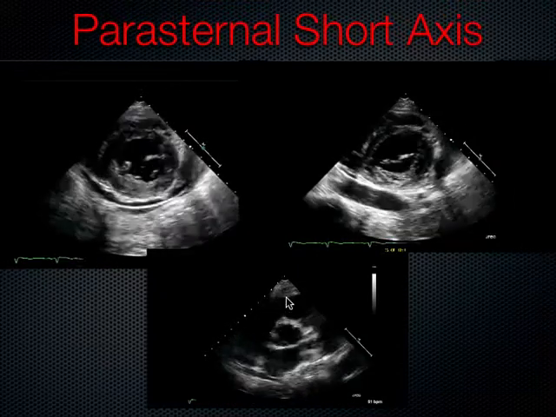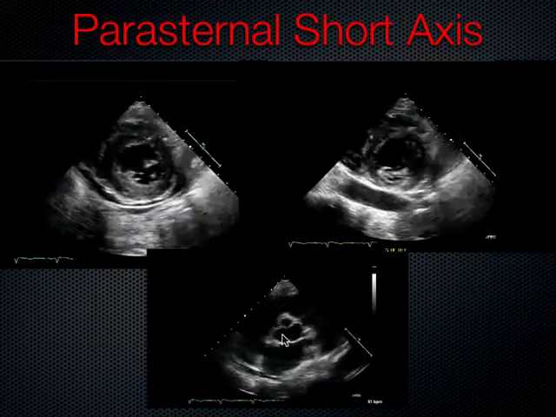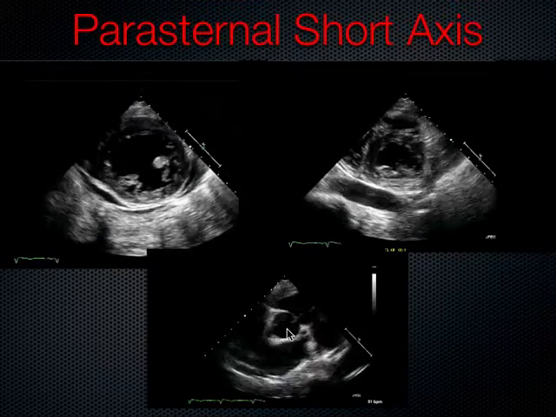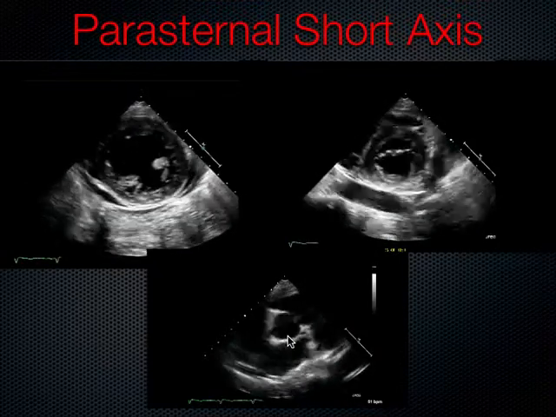And then finally, if we go up even more superiorly, we can see the aortic valve here. This is the aortic valve. We can see the three cusps of the aortic valve there.